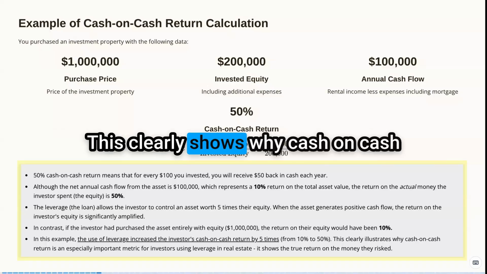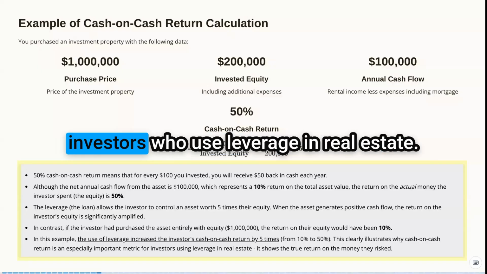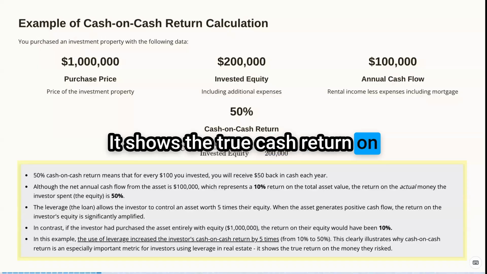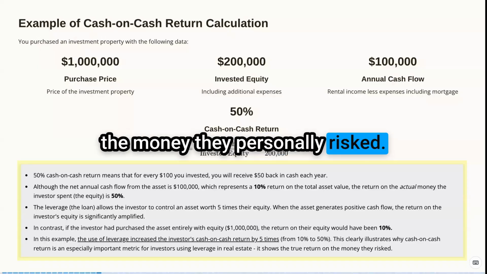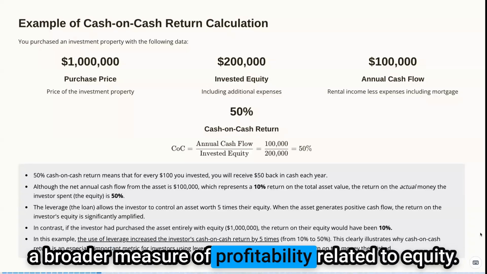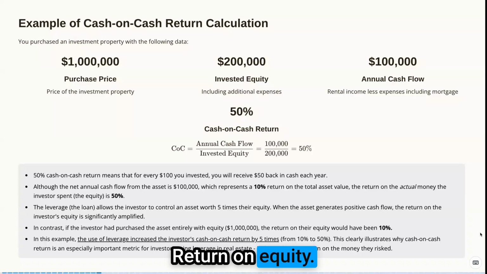This clearly shows why cash on cash return is an especially important metric for investors who use leverage in real estate. It shows the true cash return on the money they personally risked. Now that we understand cash on cash, let's look at a broader measure of profitability related to equity, return on equity.